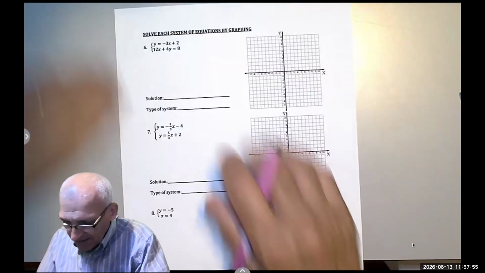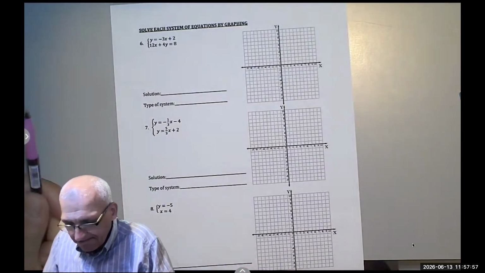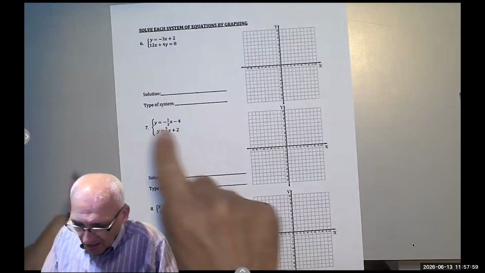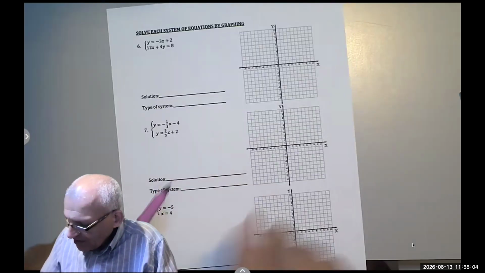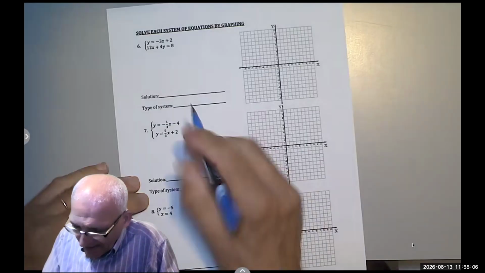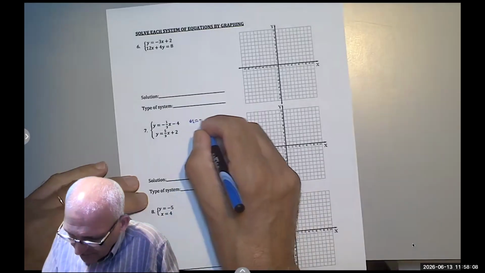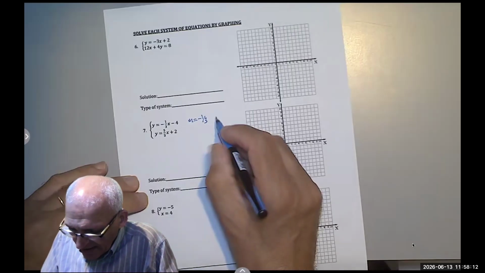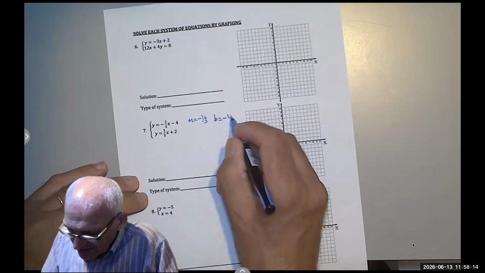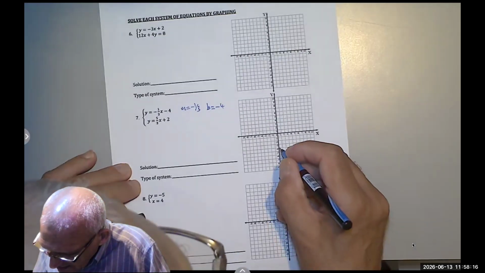Let's go to a third one. Maybe take number 7 then. Here is number 7. y equals negative 1/3 x minus 4. So here the slope m is negative 1/3. Notice it is y over x. And b, the y-intercept, is negative 4. Negative 4 is here.